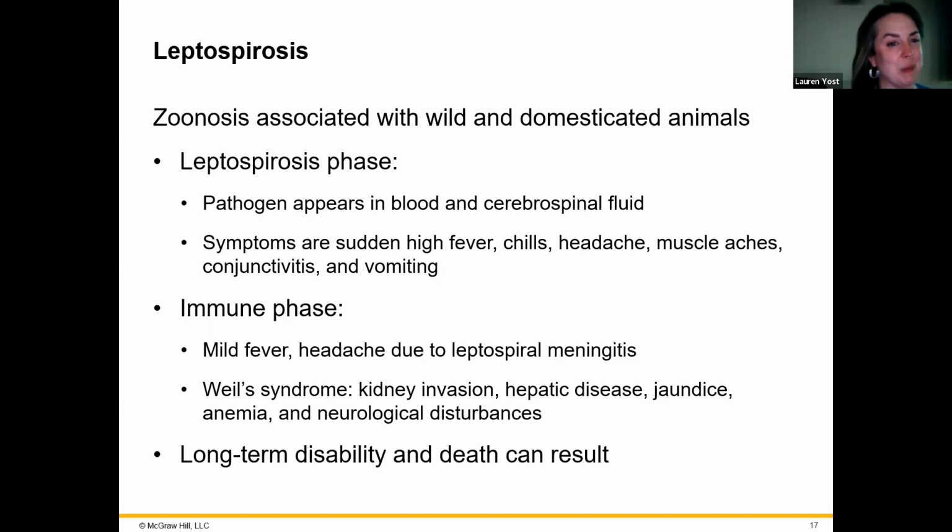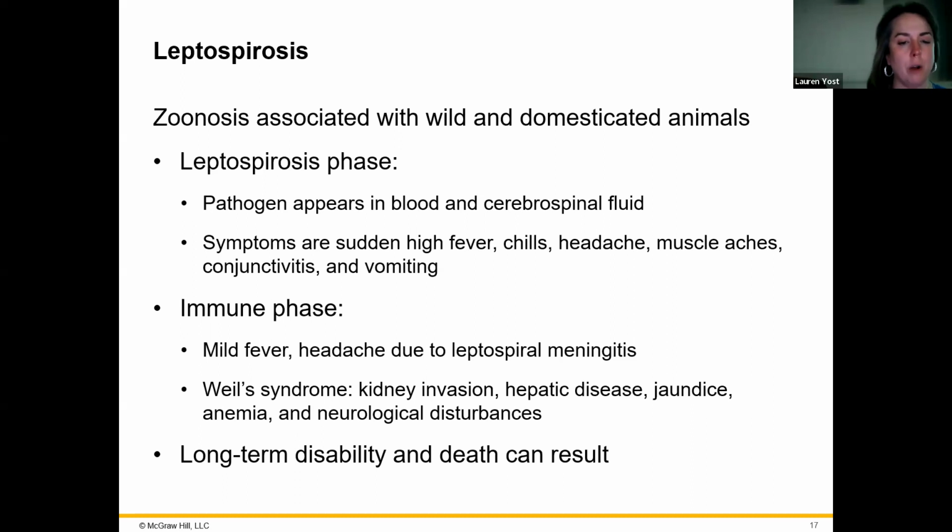Leptospirosis phase versus the immune phase. Leptospirosis phase is like, if you're a human anyways, you can see that the pathogen's in the cerebral spinal fluid, but you're having symptoms more of just being sick. Whereas the immune phase in humans is going to be a mild fever, headache, and even developing into meningitis. So even though it starts out mild, it can develop into much more severe disease, and it tends to be a little bit more of a chronic display of symptoms.